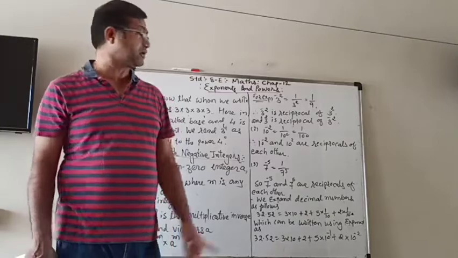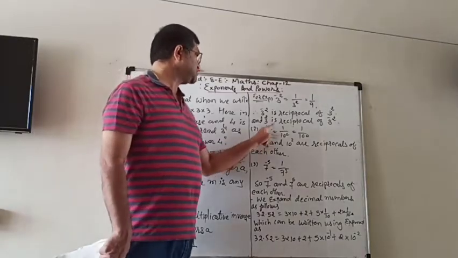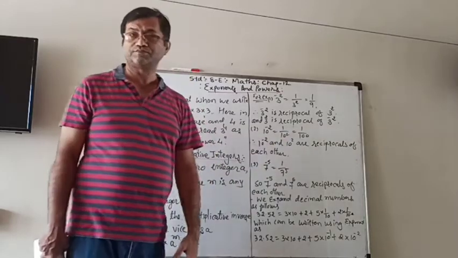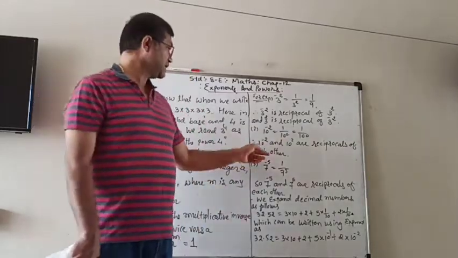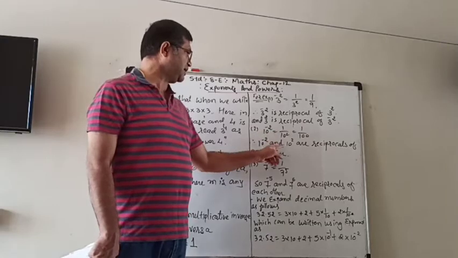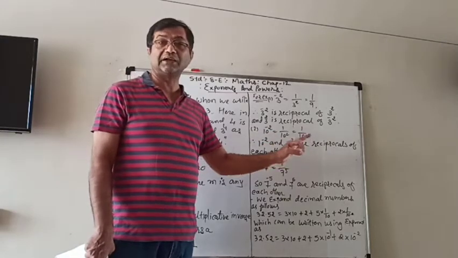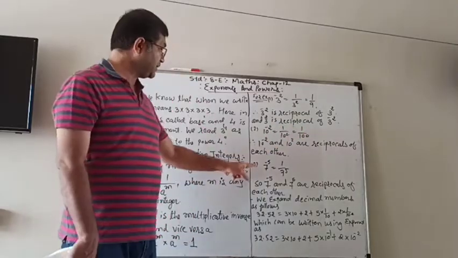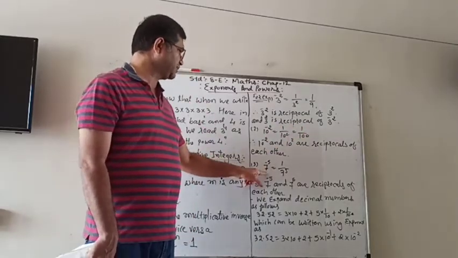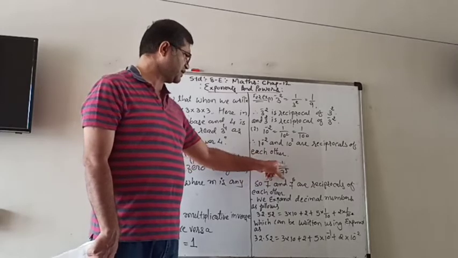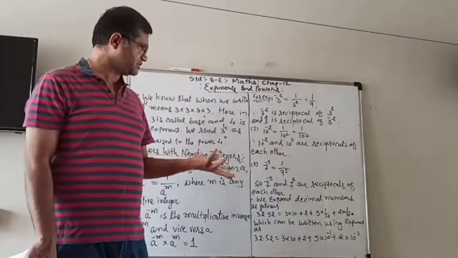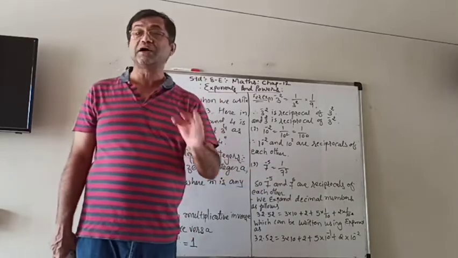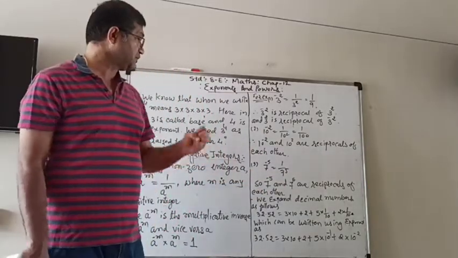Also, 10 raised to minus 2 is equal to 1 upon 10 raised to 2. Therefore, 10 raised to minus 2 and 10 raised to 2 are the reciprocals of each other. Similarly, for any number, like 7 raised to minus 5, which is 1 upon 7 raised to 5, it means that 7 raised to minus 5 and 7 raised to 5 are the reciprocals of each other.